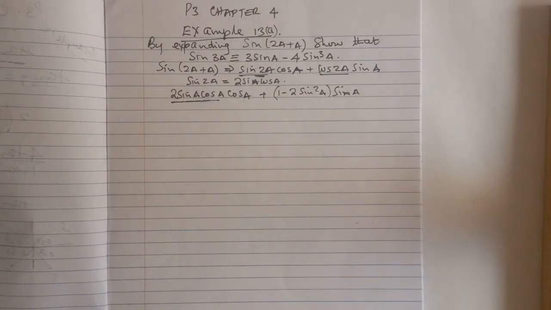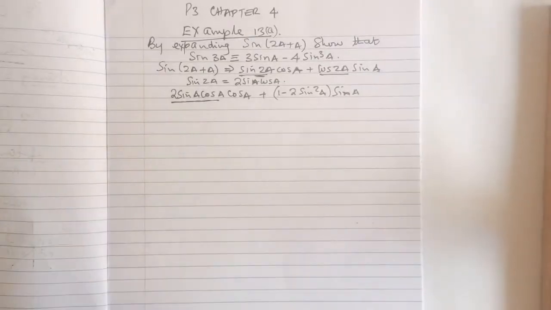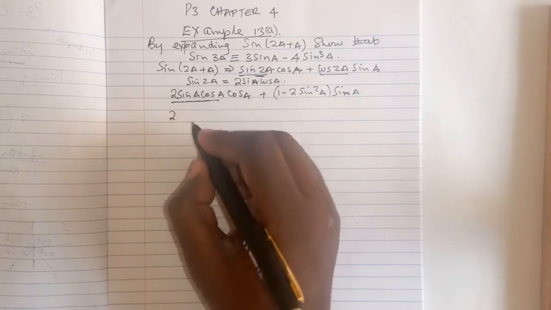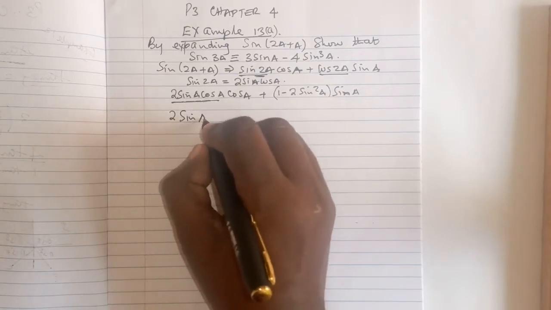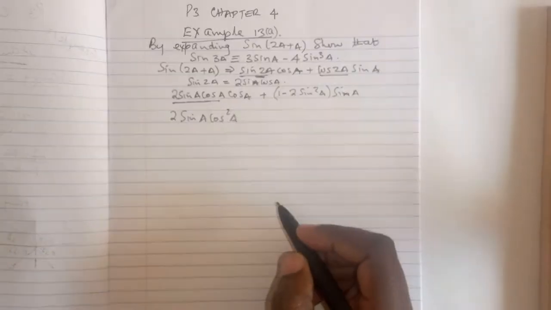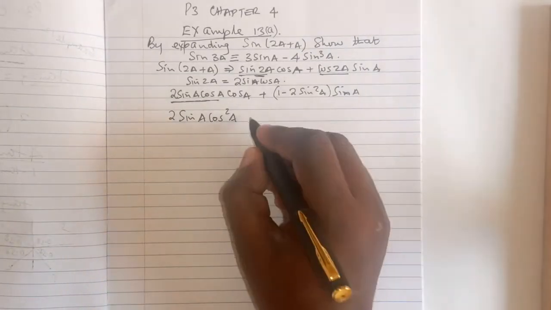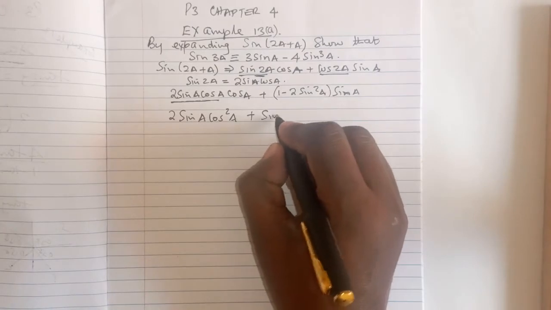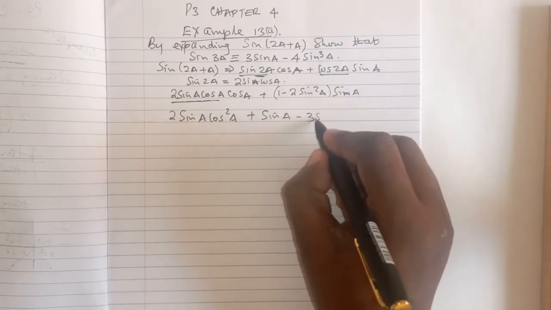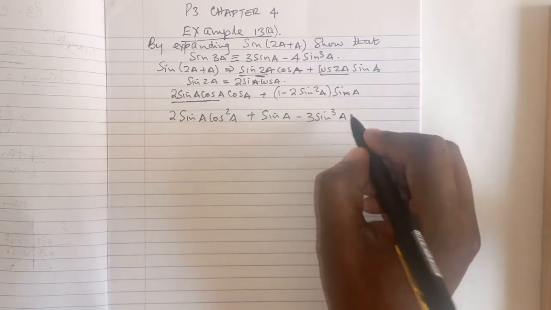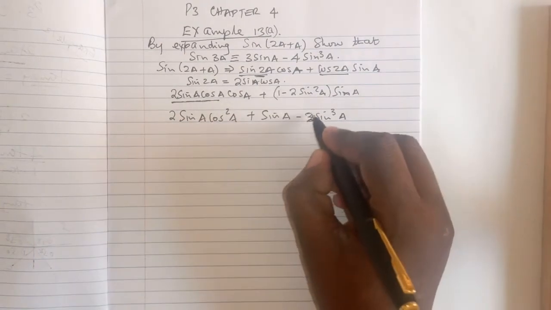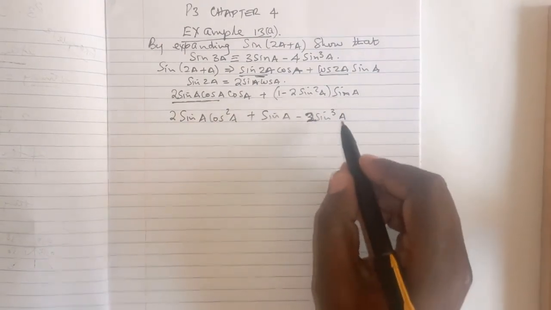Fine. When you open this bracket, you're going to find something to do with 2 sine A cos squared A, because of this cos times this cos, plus, open this bracket, sine A minus 2 sine cubed A, not 3, 2 sine cubed of A.